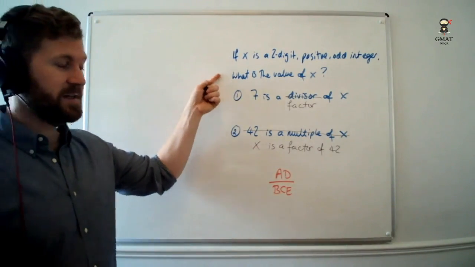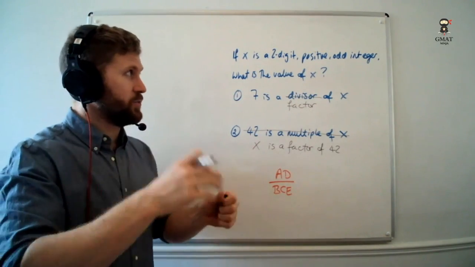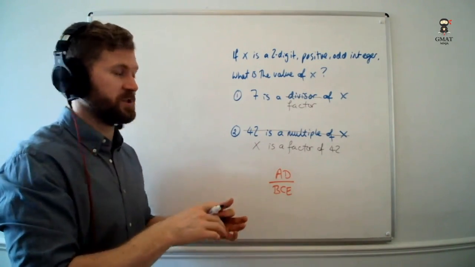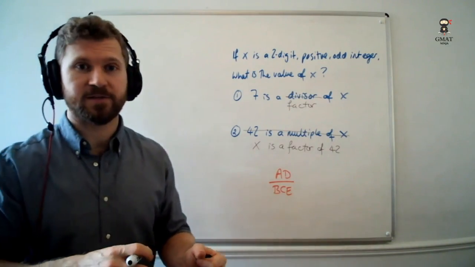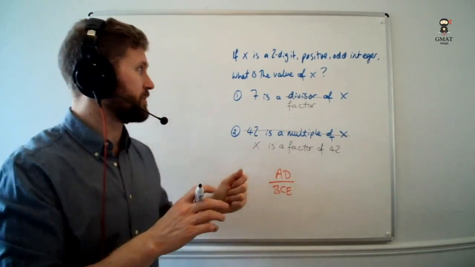Now, let's go back to the question and see what I'm being asked for here. So we know that x is a 2-digit positive odd integer, and I want to know what the value of x is. Okay, lots of information in the question there. I'm going to have to bear that in mind as we go through.